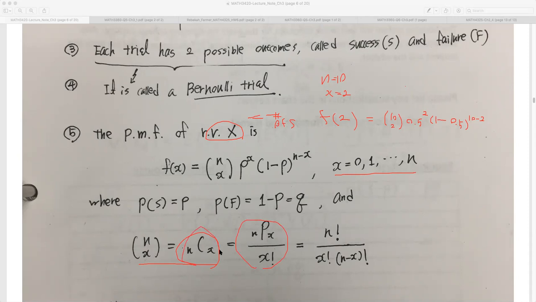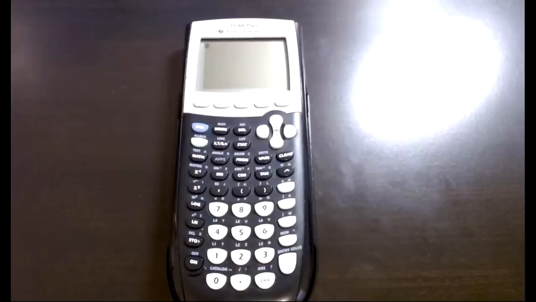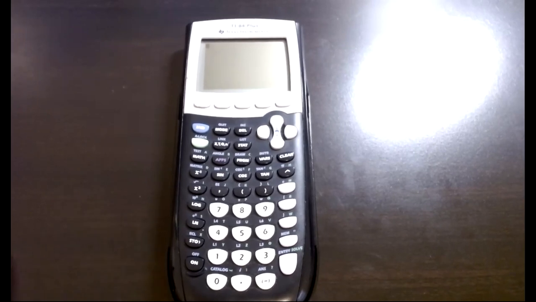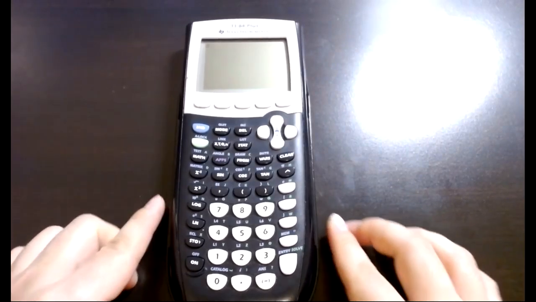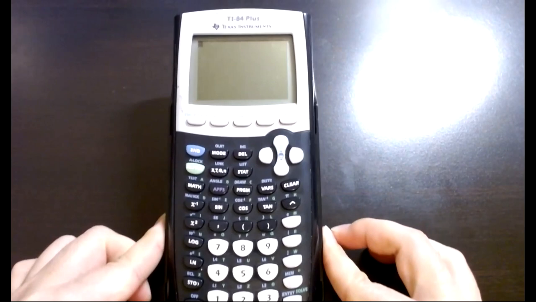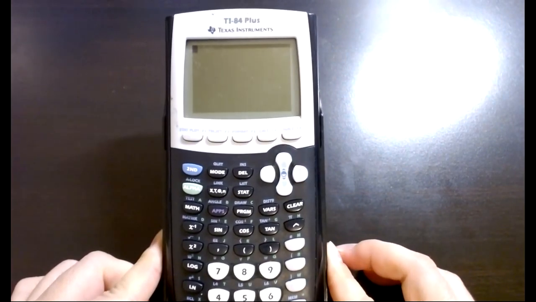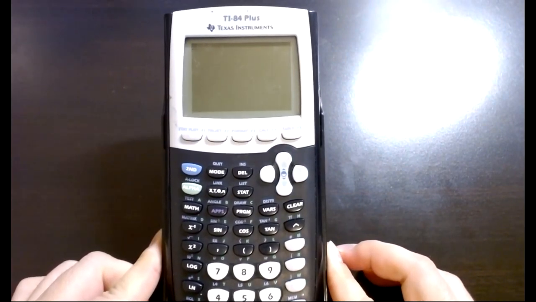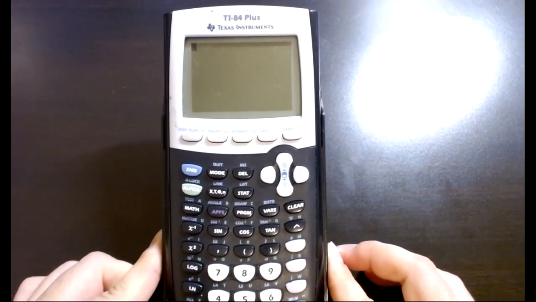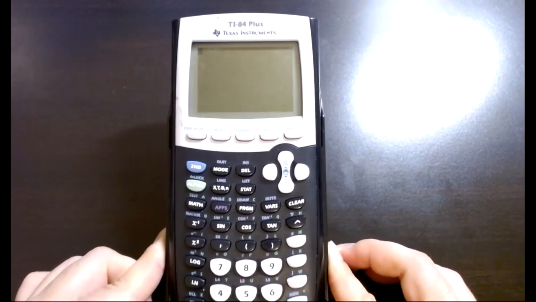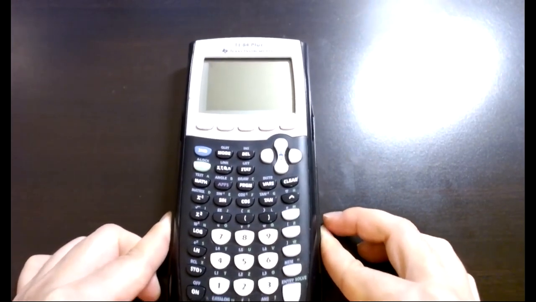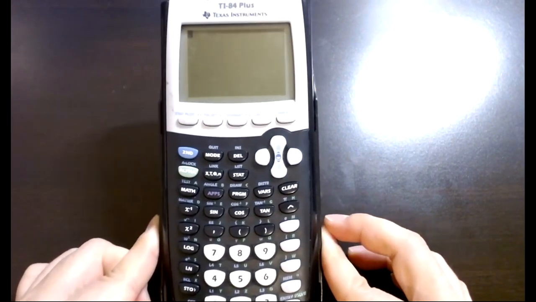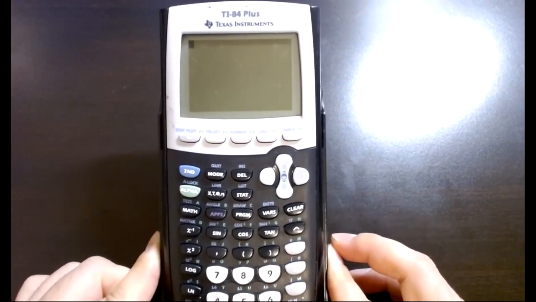So then, give me a second. I'll show you how to calculate the permutation and the combination using a calculator. I'm going to use the TI-84 Plus, but I'm sure the TI-83 and TI-82 are extremely similar. With the TI-89, you have to search, okay? So how to do that. I'm sure that most people have a TI-84 or Plus, okay?